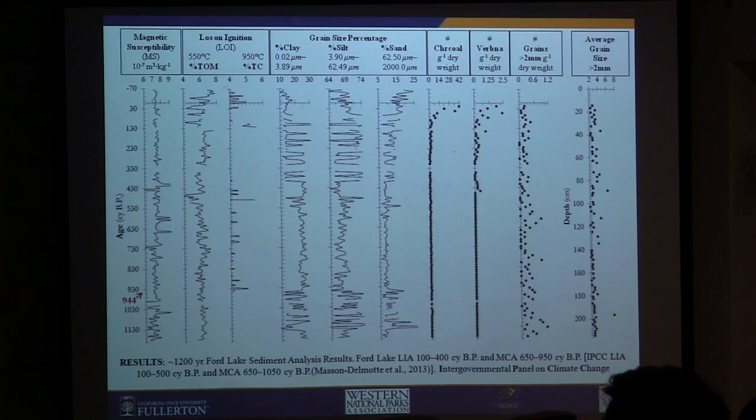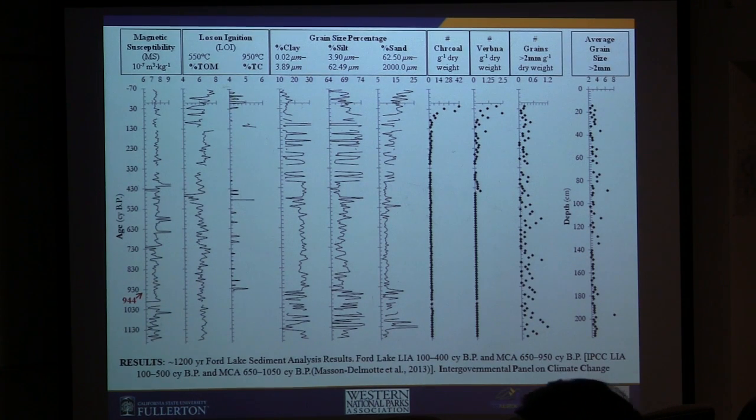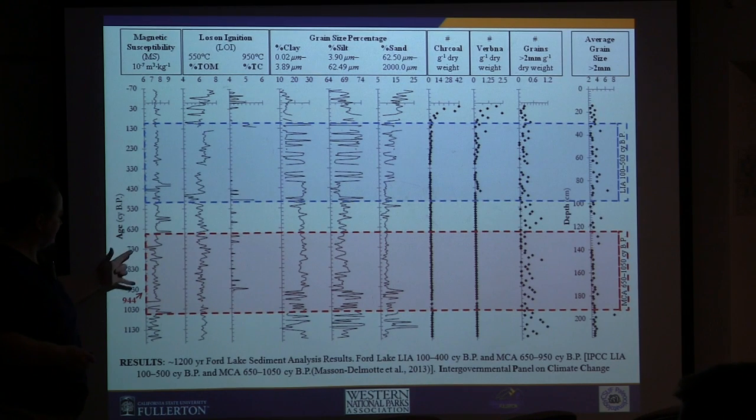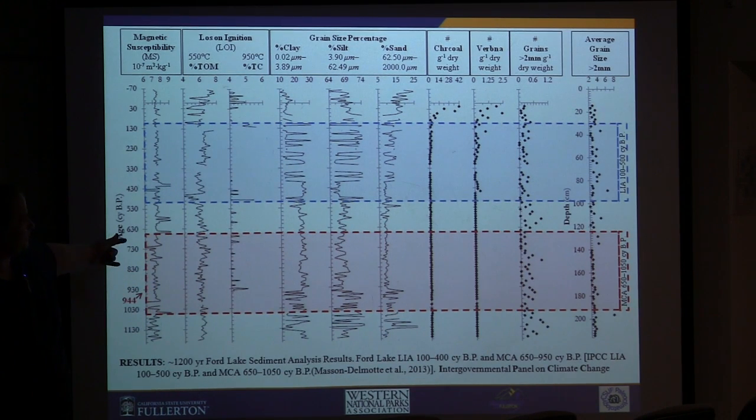Now here's all the Ford Lake data raw. Not raw, but without any markings on it, so you could see, and you start to see patterns, right? Nothing, just squiggles, right? So what I'm going to do here is put up where the IPCC, which is the Intergovernmental Panel on Climate Change, has agreed upon a certain time range for the MCA and the LIA. And I'll give that so you can kind of get an idea of what areas we're looking at here.